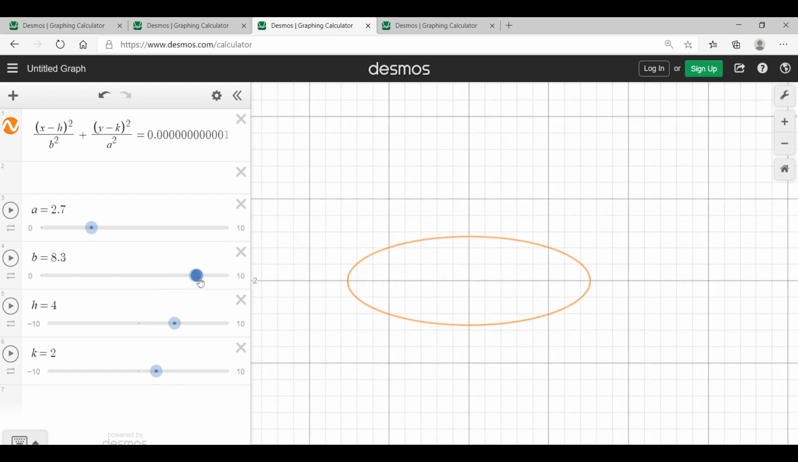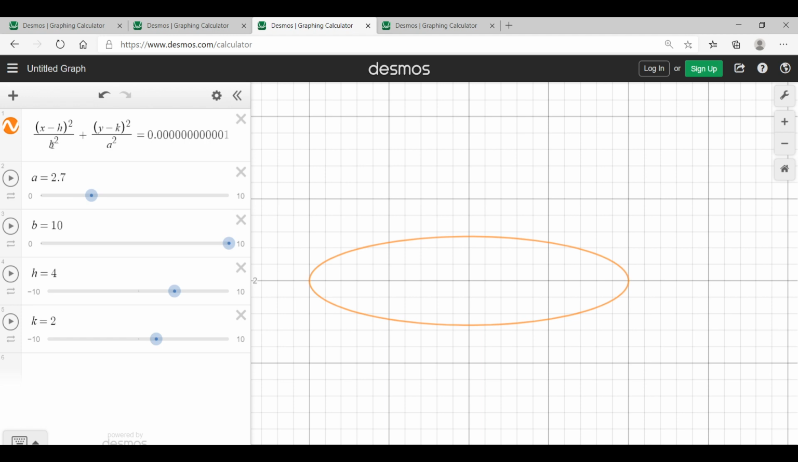And if I change A and B, it will still have an effect. Notice that if I change B, it will change the width of our ellipse. Why the width? Because look at the variable B here in the equation. B is the denominator of the x variable. X is the horizontal axis. That means it will affect the horizontal width of our ellipse. So every time I change B, the height will not change. It will only change the width.